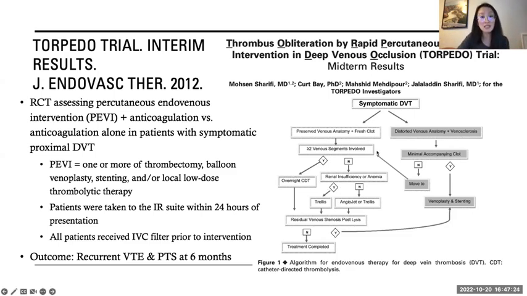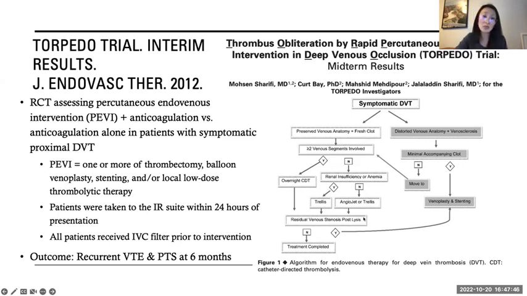Or if they were not, then you would go down this middle arm here, and depending on if they had venous insufficiency or anemia, they would get just Trellis, which is basically a thrombectomy device without thrombolysis. Or if they did not, they would get AngioJet or Trellis, which is pharmacomechanical thrombectomy or thrombectomy.